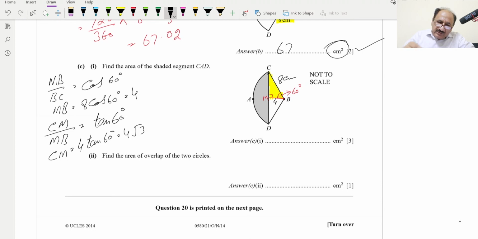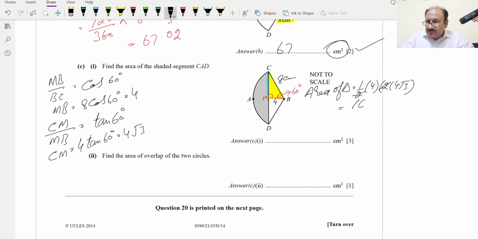So this side, basically, if I show you with this color, CM is this one, so this side is 4 under root 3. We need CD, which will be the double of this, so we can write area of triangle will be equal to 1 by 2 into 4 into 2 into 4 under root 3, and we can cancel this, and this will be equal to 16 under root 3. This will be area of triangle.